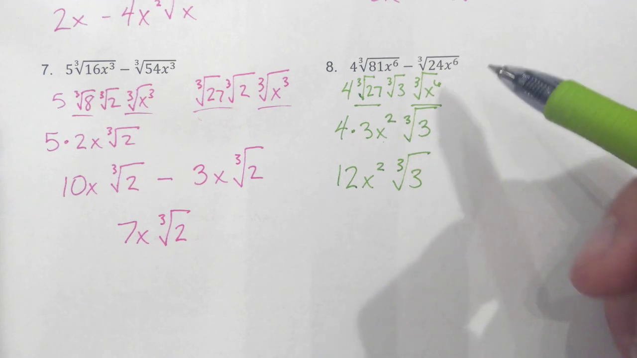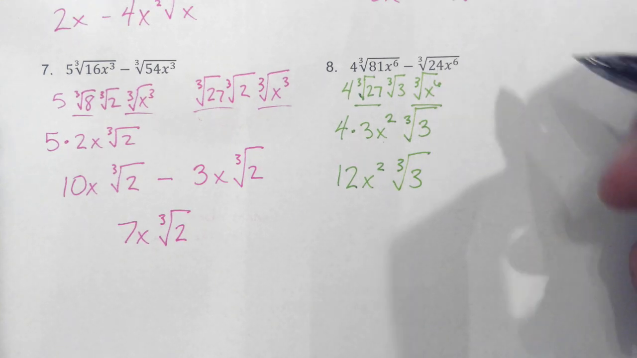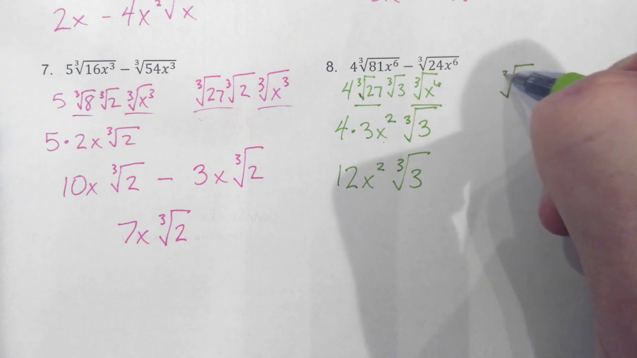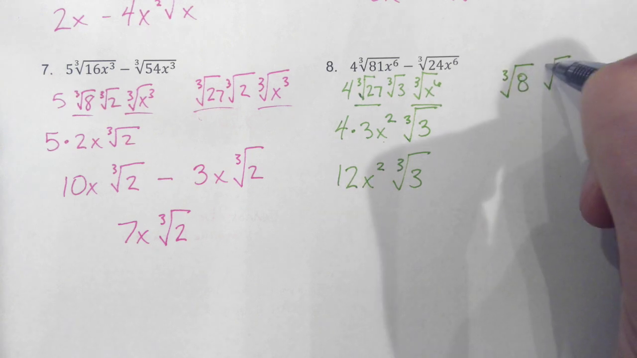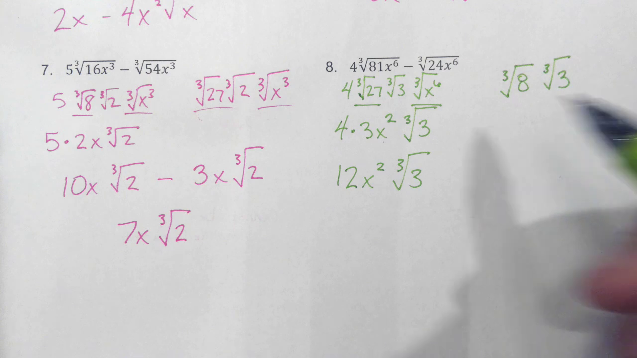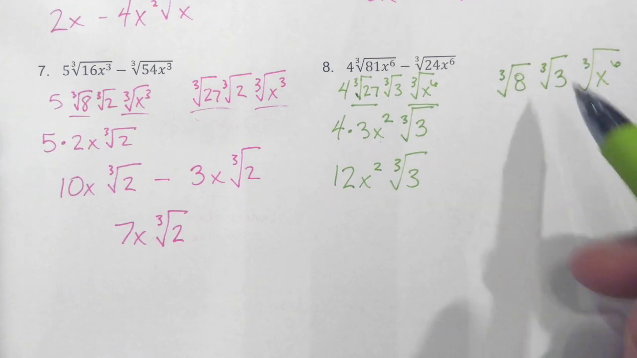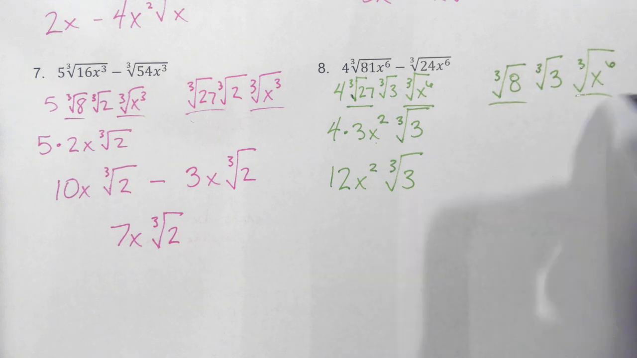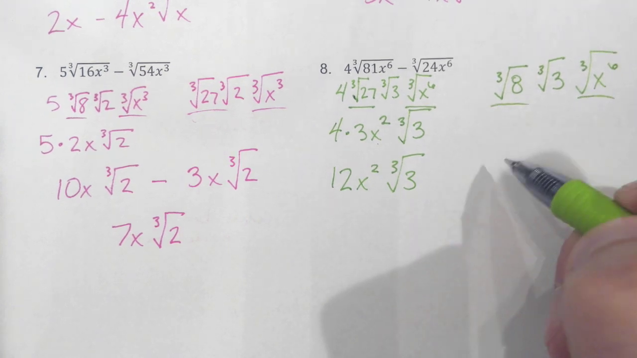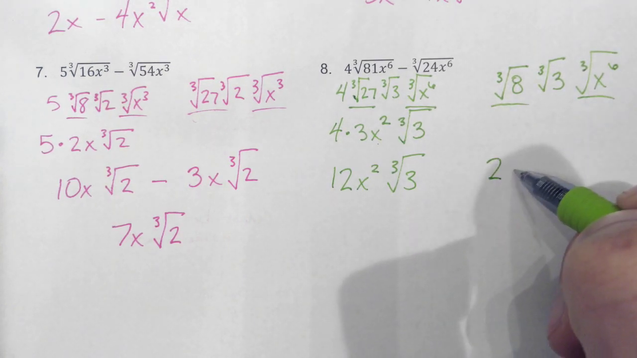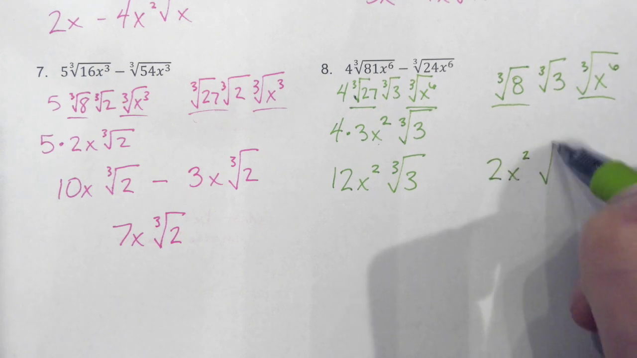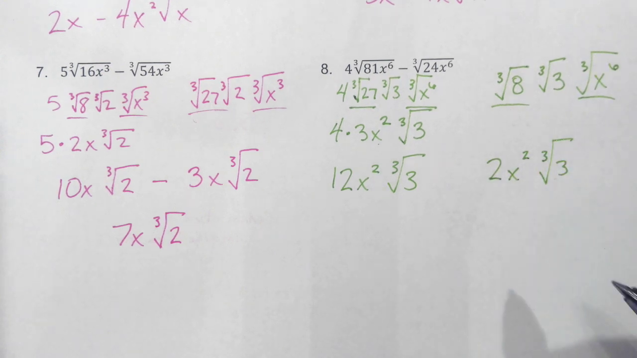That's a mouthful. Second term, again, what perfect cube divides it? That would be 8. 8 times 3 is 24. And then I've got that cube root of x to the 6th once again. So doing it piece by piece, the perfect cubes would be, again, those two. The cube root of 8 is 2. The cube root of x to the 6th is x squared. And then I've got the cube root of 3 that tags along.